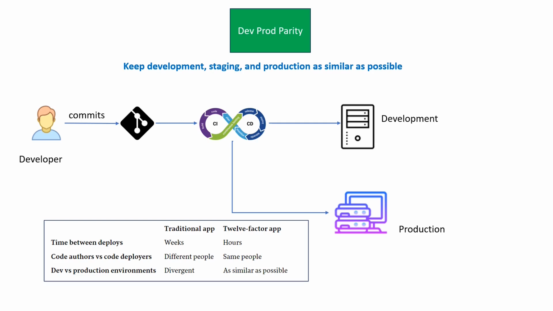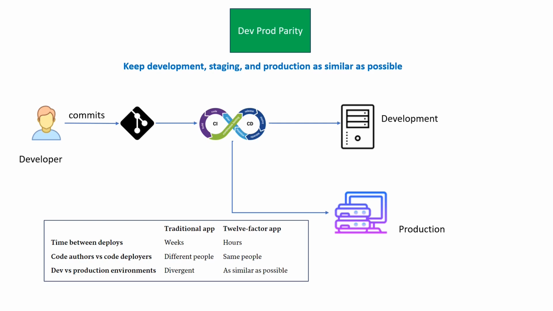So these are the gaps which we see. The time between deploys in a traditional app might be weeks, but in a 12-factor app, we want to make sure that we are deploying in hours. Then the code is authored by the developer, but deployment is by the DevOps team.